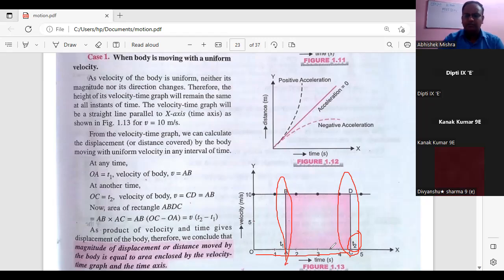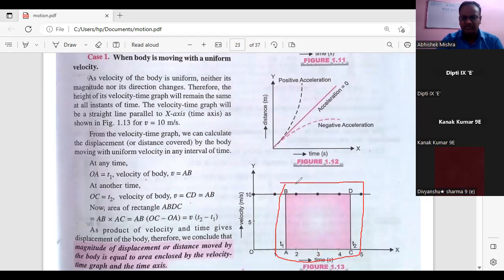Do you agree? Let me erase this. See, this is the total area of ABCD. So the area will be L into B, length into breadth. So what is the length? That is AB into AC. Do you agree? AB into AC. Yes, sir.